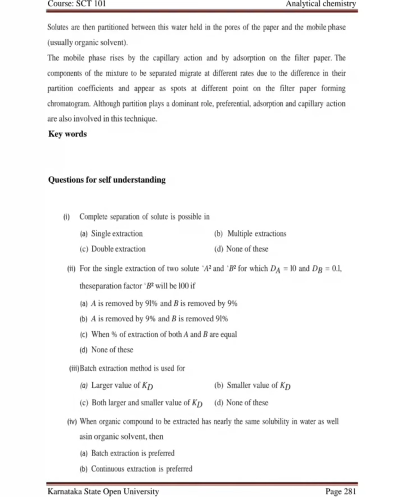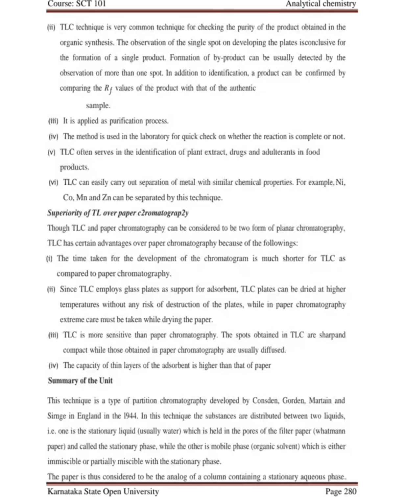Further, it can be used to check whether a reaction is complete or not, and whether byproducts are formed. TLC can be used for identification of plant extracts, phytoconstituents, or drugs, or to determine adulteration of food. Further, it can also be used for the determination of metal complexes like nickel, cobalt, manganese, and zinc.